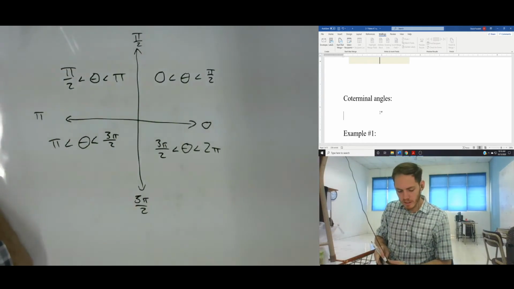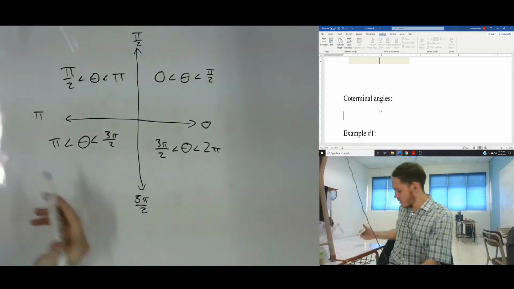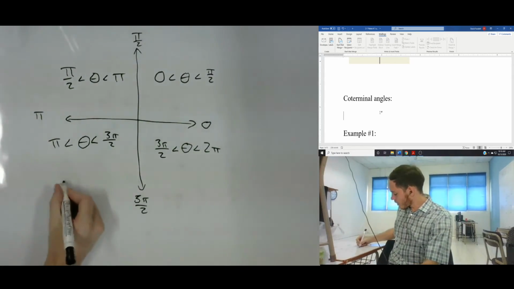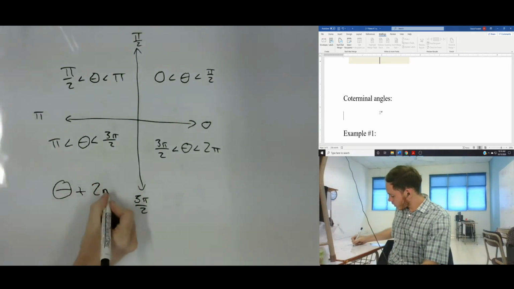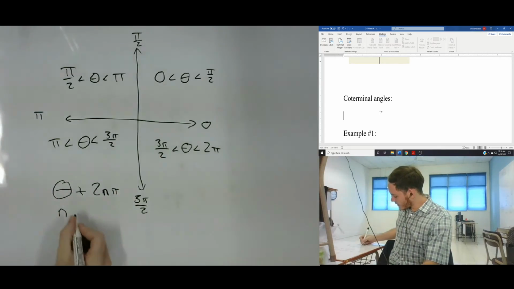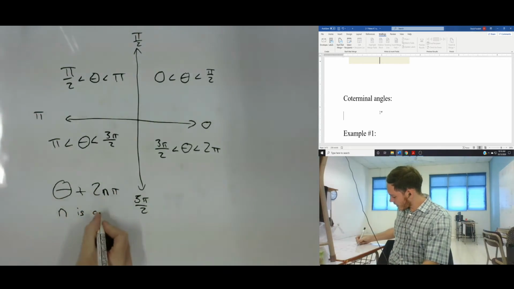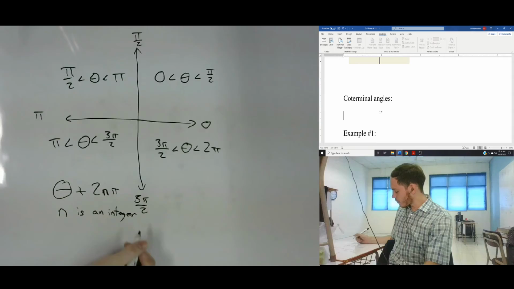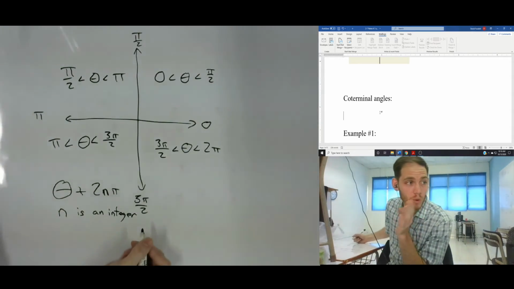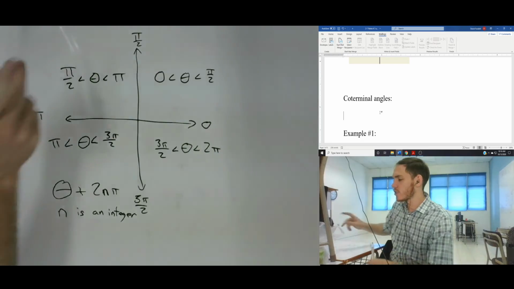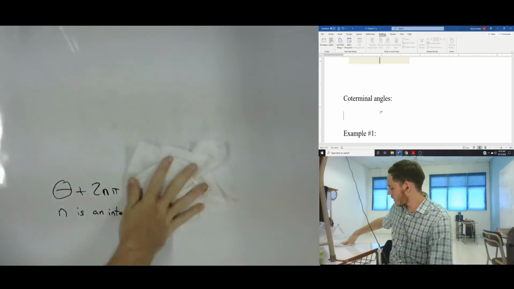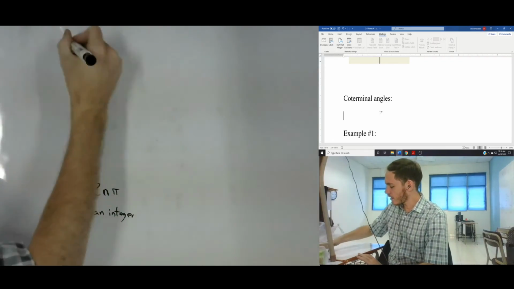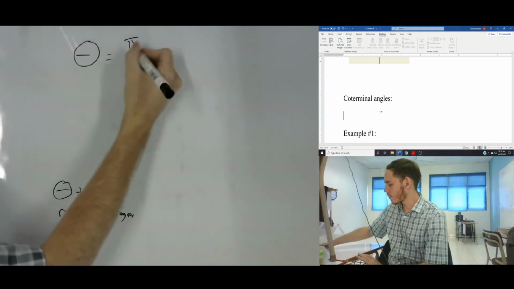Now, coterminal angles are going to be understood through the formula theta plus 2n pi, where n is an integer. Okay, where n is an integer. So n could be positive or negative. So let's choose an angle. Good angle to start with. Let's choose pi over 6. So theta equals pi over 6.